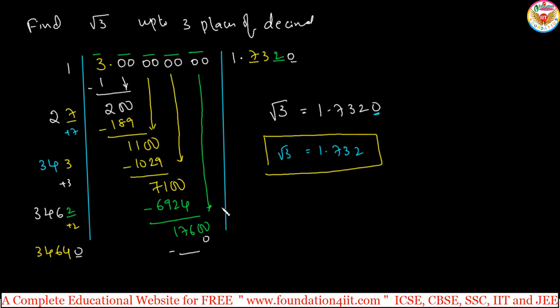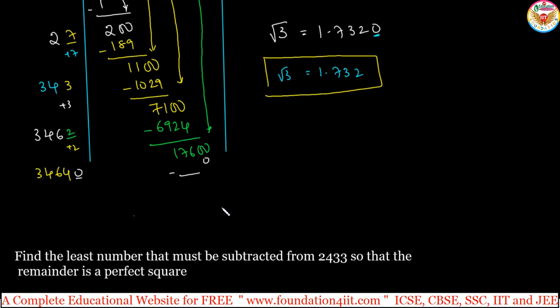Okay, these are the problems to find out the square root of a number which is not a perfect square. And in this, I will show some word problems here. Here is the question. Find the least number that must be subtracted from 2433, so that the remainder is a perfect square. So what number should be subtracted from this? What is the least number? Actually, 2433 is not a perfect square, but we must subtract from that.